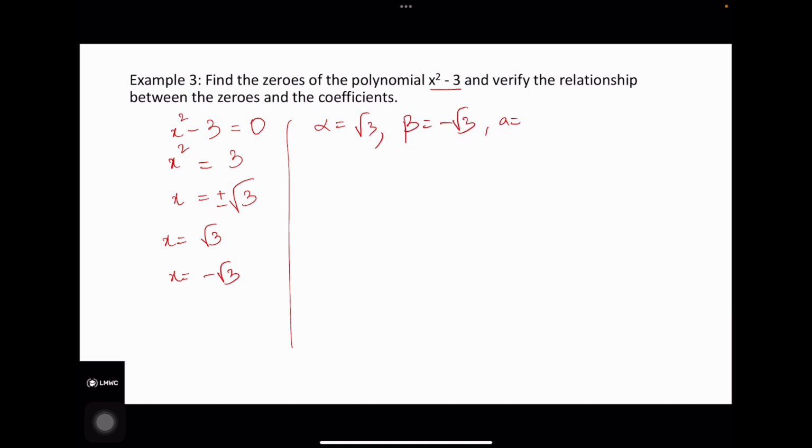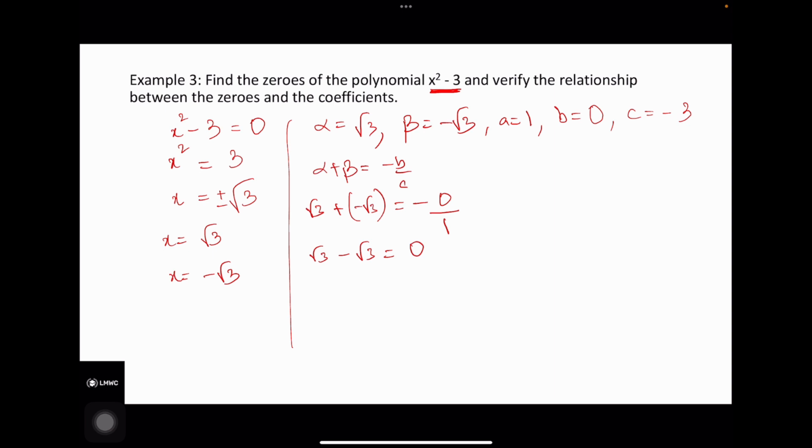Again, I need A, B, C. So A being the coefficient of x squared, which is 1, B being the coefficient of x, and since there is no x term in this question, we will consider the coefficient of x as 0, and C as the constant term, which is negative 3. So we will quickly substitute it in the formula. Minus b by a: alpha is root of 3 plus beta is negative root of 3, minus of b value is 0, by 1. So root of 3 plus into minus is negative root 3, 0 by 1 is 0. So root 3 and root 3 cancel, it will be 0. So 0 is equal to 0.